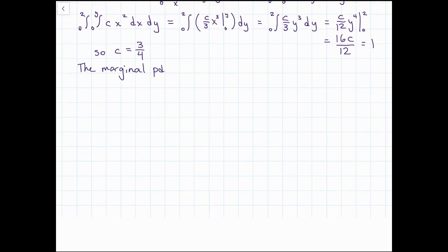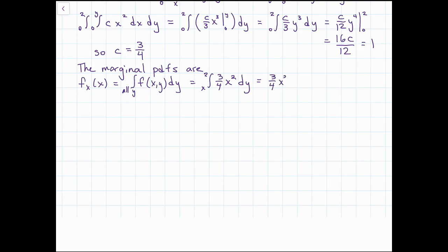Then we can find the marginal probability functions, and they're going to be f_X of x is the integral over all y of f of xy dy. So now for any particular value of x, we know that y can go from x up to 2. So we're going to integrate 3/4 x squared dy from x to 2. So we'll evaluate that integral, and we'll get 3/4 times 2x squared minus x cubed for 0 less than x less than 2.